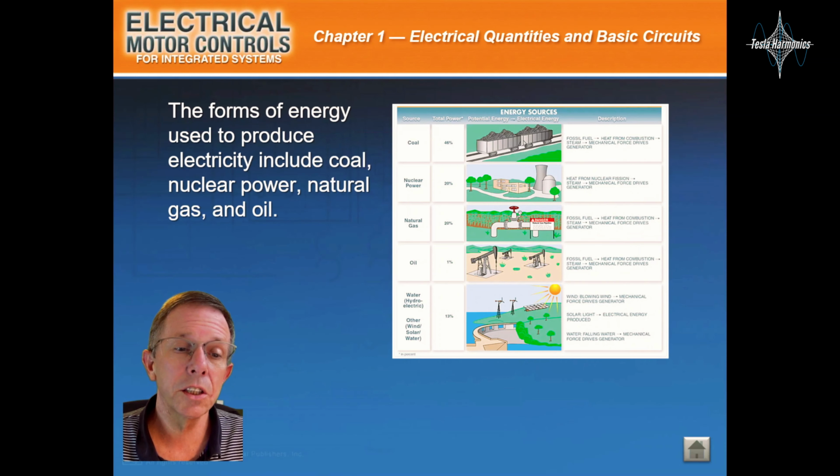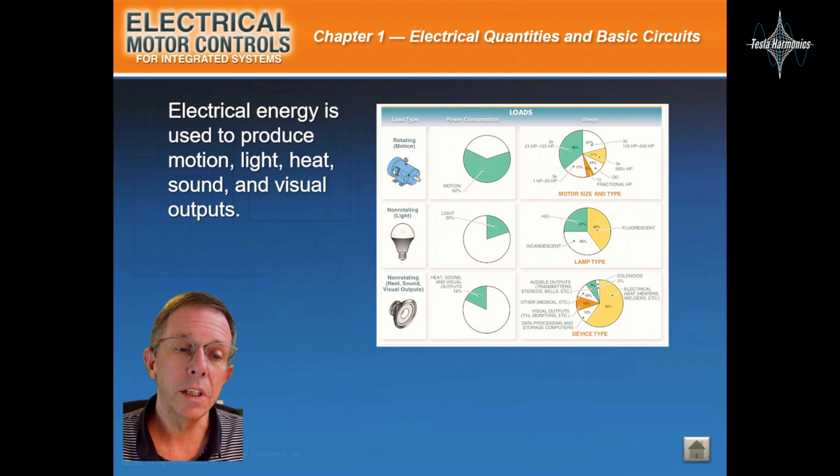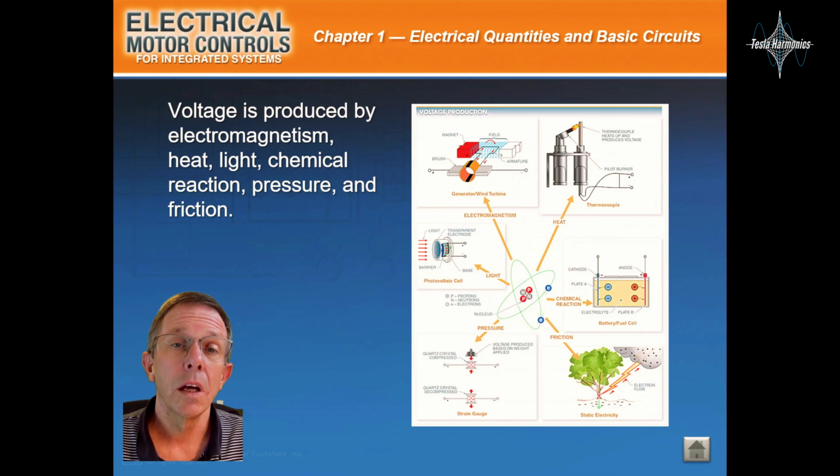The forms of energy used to produce electricity include coal, nuclear power, natural gas, and oil. Electrical energy is used to produce motion, light, heat, sound, and visual outputs. Voltage is produced by electromagnetism, heat, light, chemical reaction, pressure, and friction.